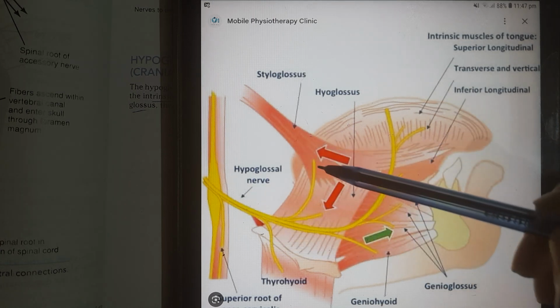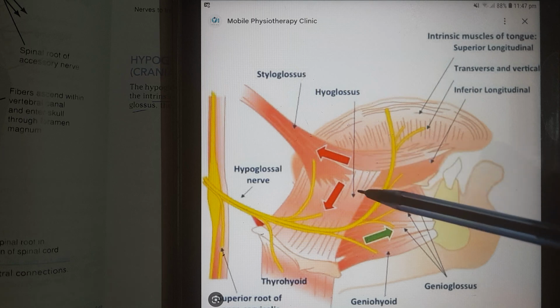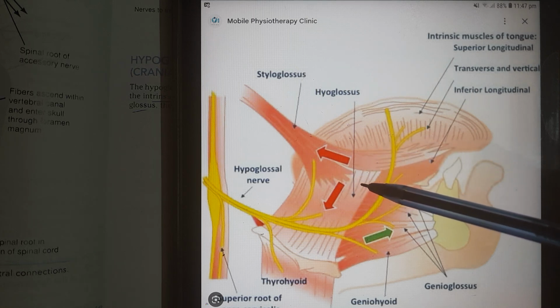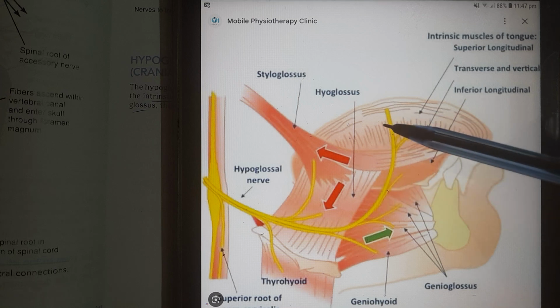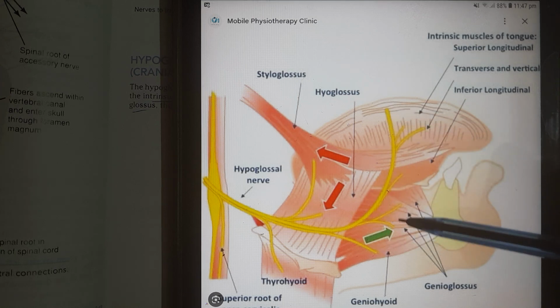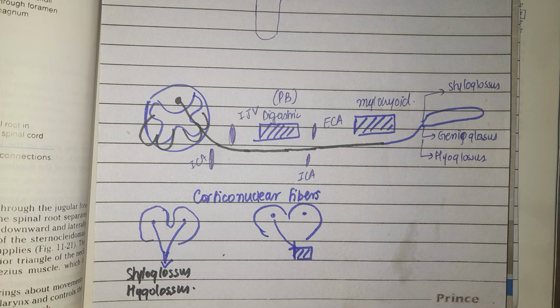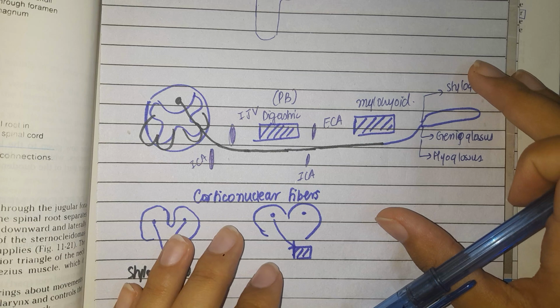But you should know that the styloglossus and the hyoglossus are supplied by corticonuclear fibers from both cerebral hemispheres. But the genioglossus is only supplied by the opposite side of the cerebral hemisphere. So now, to explain the course more clearly to you, I have made this diagram.